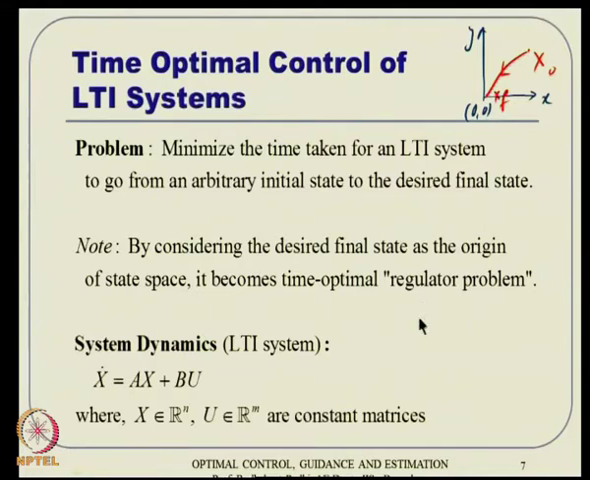Because you are talking about system dynamics being linear, or rather LTI, the system dynamics takes this form: x dot is Ax plus Bu, where x is an n dimensional vector and u is an m dimensional vector, and A and B are constant matrices. That means this satisfies the linear structure as well as the time invariant property, because A and B are constant matrices.